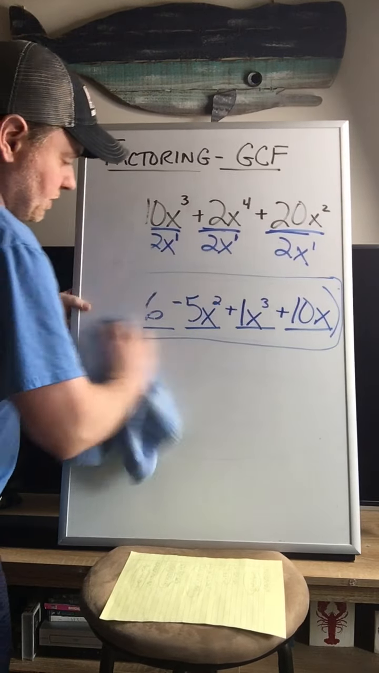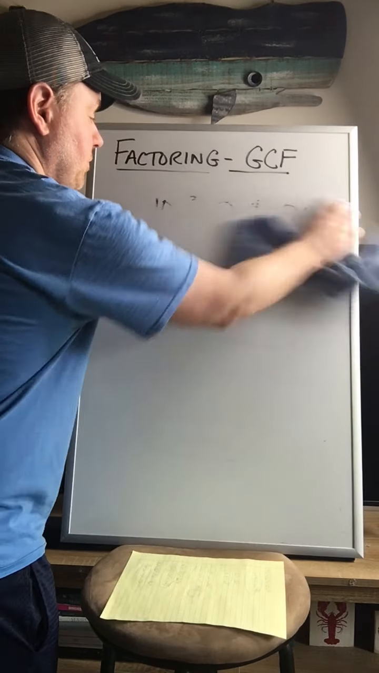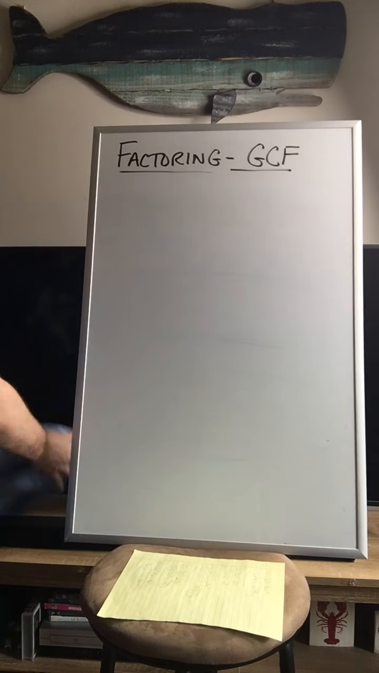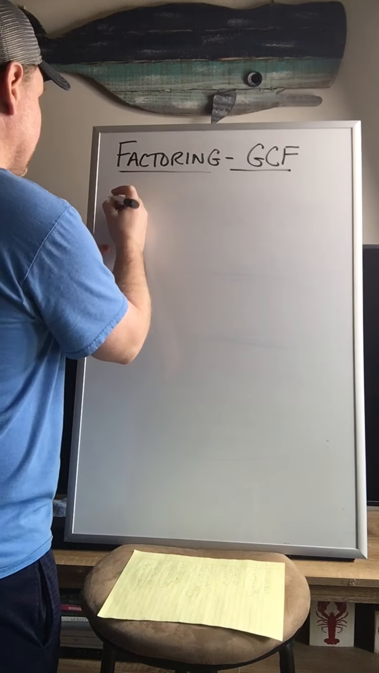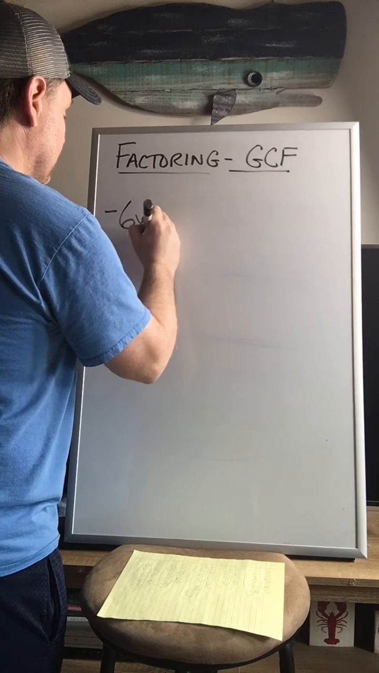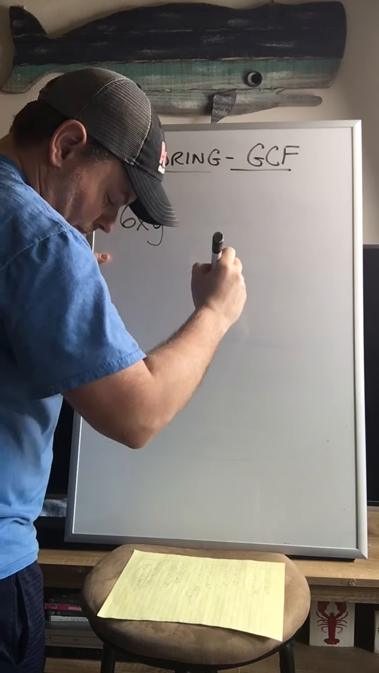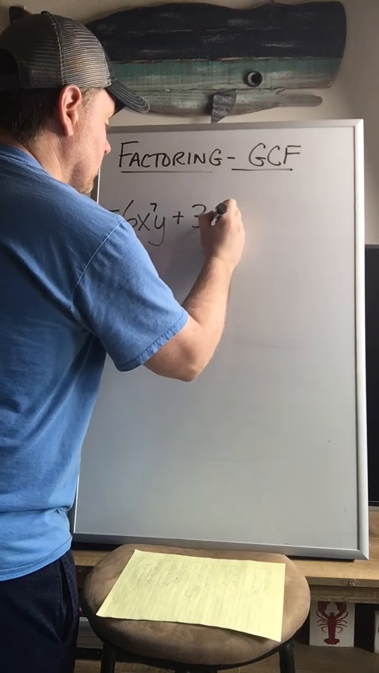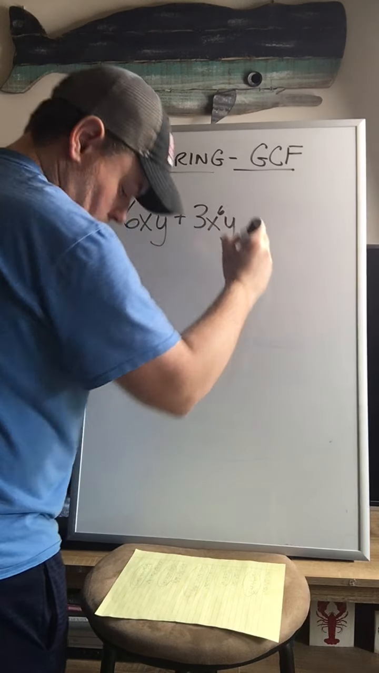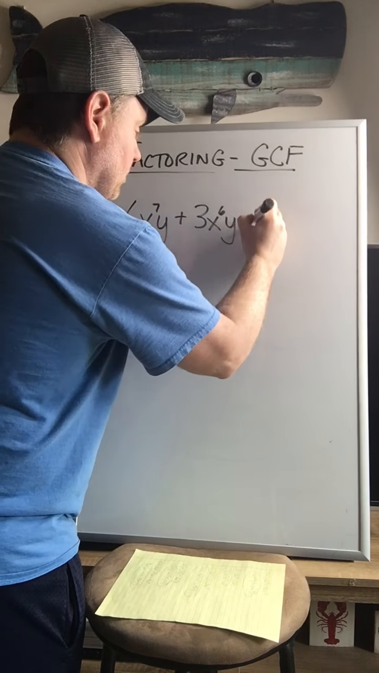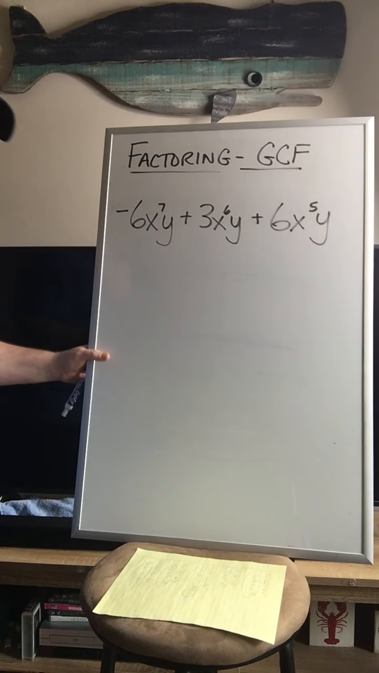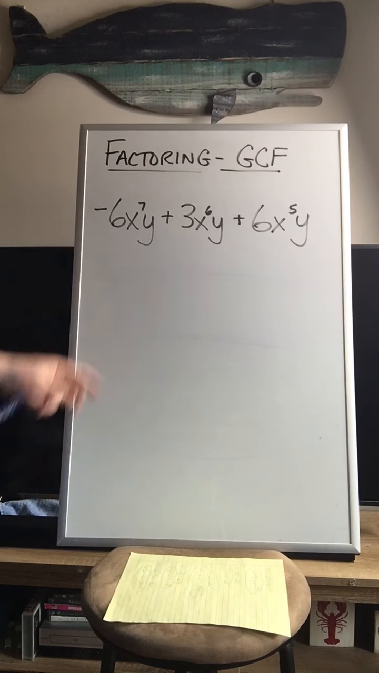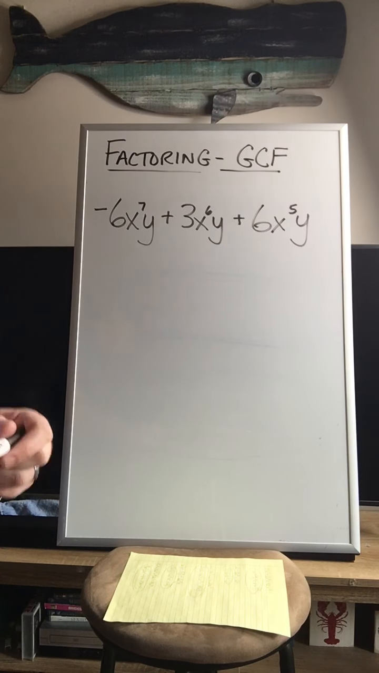Let's do another one here. So let's say I gave you one that had a couple variables. So let's say this has negative 6. So here's a trinomial. And now we have more than one variable. So we just have to pay attention to that.